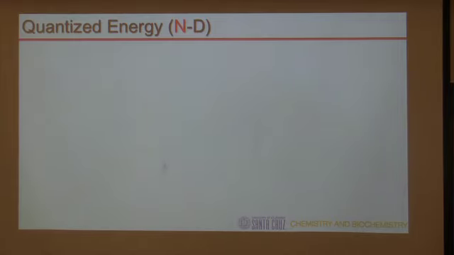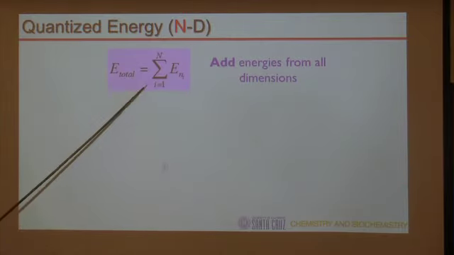So we talked about one-dimensional quantized energy. Energy is quantized. How about n dimensions? Can we just generalize it? Well, it's pretty easy to generalize it. You simply add all the energies from different dimensions together. So if you have 3 dimensions, then once you figure out the energy expression for each dimension, you simply add them together.